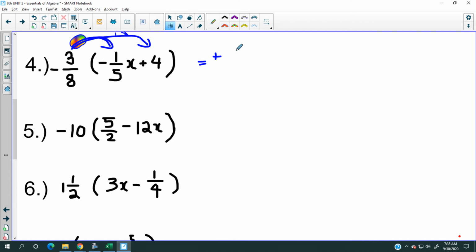Now, 3 times 1 is 3. 8 times 5 is 40. X, don't forget that, right? Negative times positive, negative. 3/5 times, 3/8 times 4. So let's do that on the other side. 3/8 times 4, 4 going to 4 ones, going there twice, so that's 3/2. You can keep it as such. So 3/40 x minus 3/2.